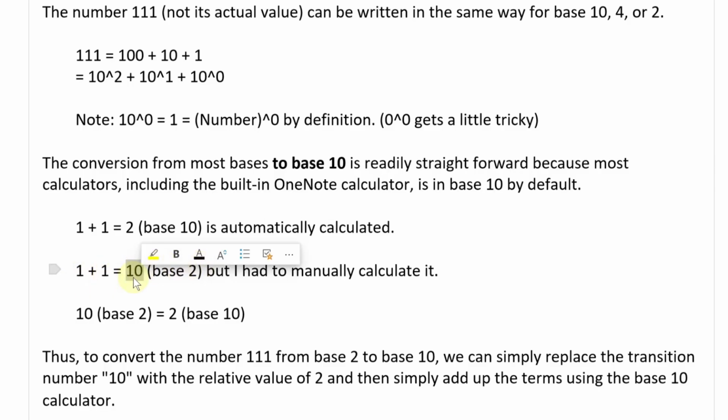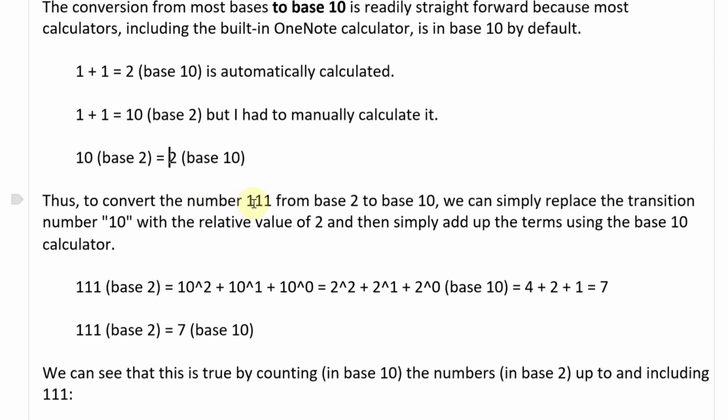There's no digit 2. It's only 0 and 1. But I have to manually calculate that, or manually type that in. So 1 plus 1 is 10 in base 2. But notice the conversion right here. 10 in base 2 is equal to 2 in base 10, because these are just 1 plus 1, these are the same value. So the exact value of the base 2 number 10 is equal to 2 in base 10.